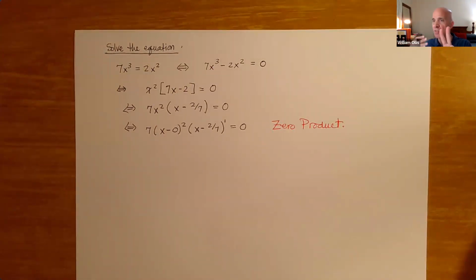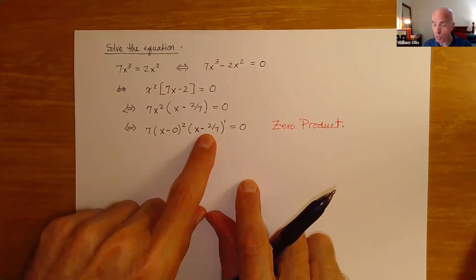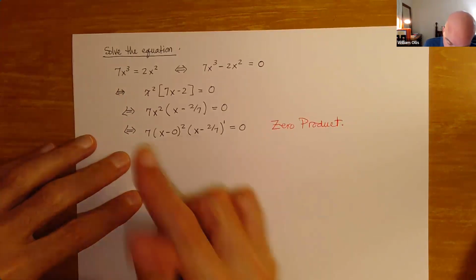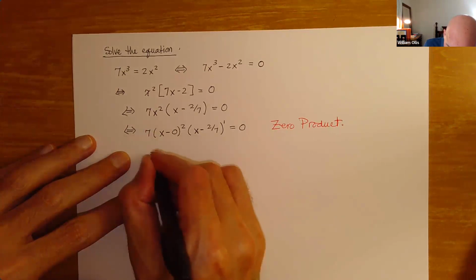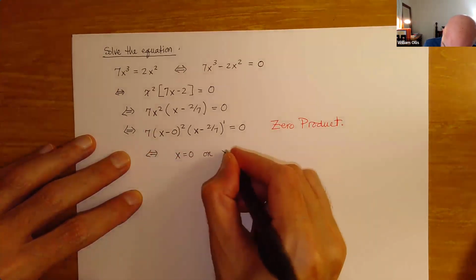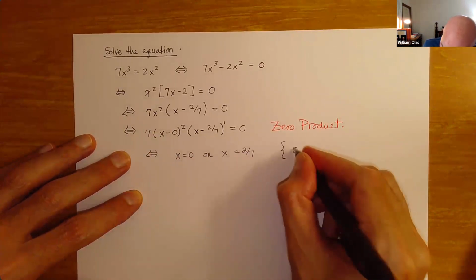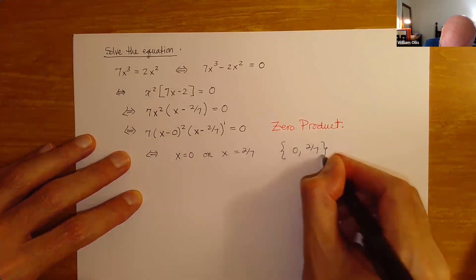So I'm trying to get you to think about multiplicity before we have to think about the theory of equations, to get you thinking about polynomials. So the zero of 0 occurs 2 times, and of course the zero of 2/7 occurs once. So we would say if and only if x equals 0 or x equals 2 over 7. And so now we have a solution set that looks like this.